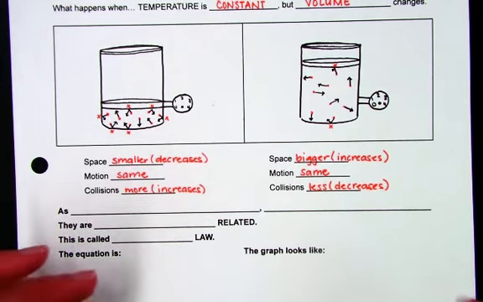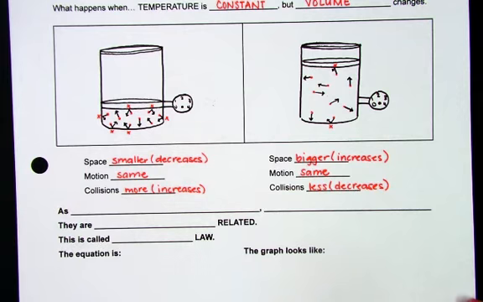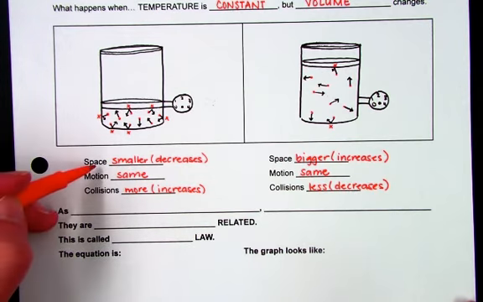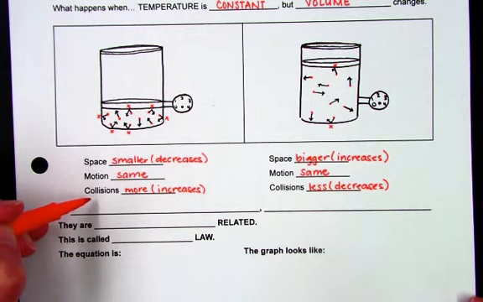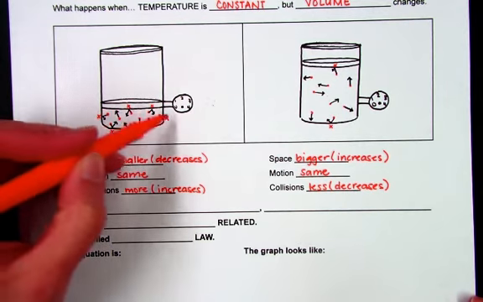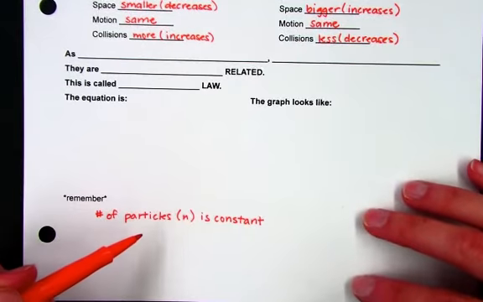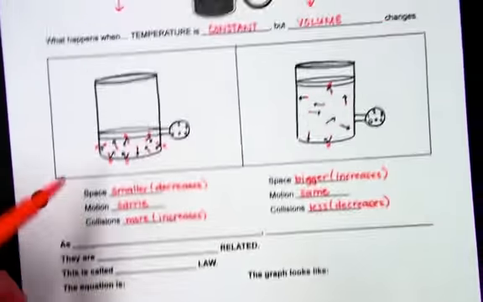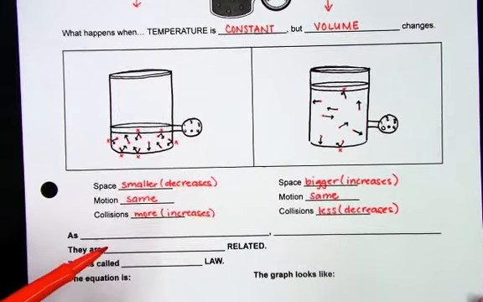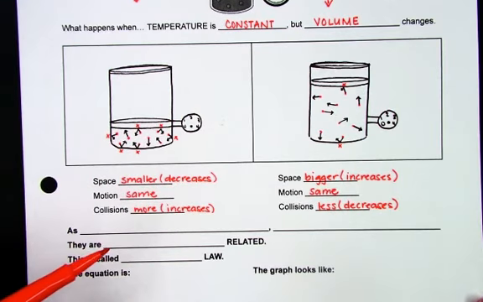When you're explaining, when you're talking through and modeling, you really have to show these three things. What's happening to the space? What's happening to the motion of the particles, that's our length of arrow. And what's happening to collisions, the x's, the bouncing off. You do also have to model the number of particles, but those should always stay the same when we're talking about these particular gas laws, okay?